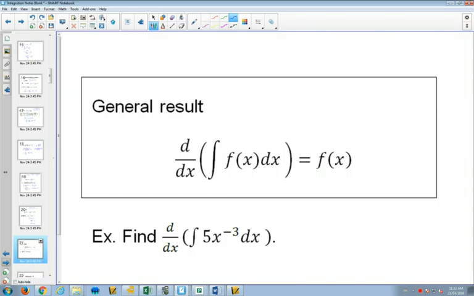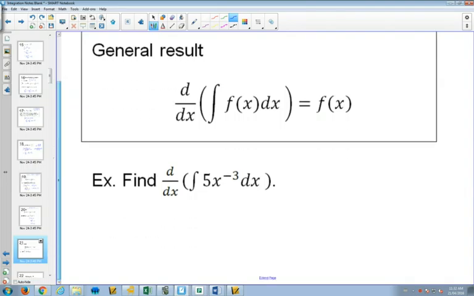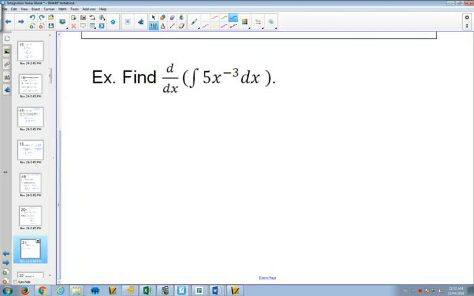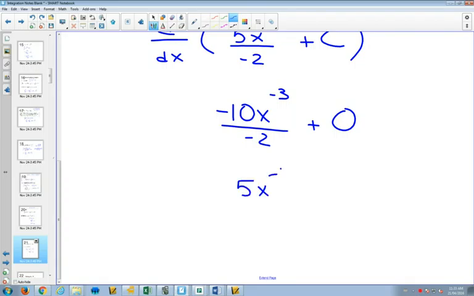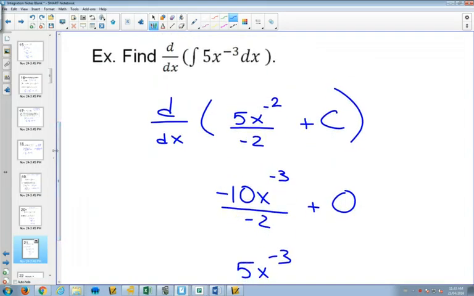Again, we're doing integral first and then taking the derivative. Those two things are going to cancel each other out. If I showed all my work, this is what would happen. So here's this example. It says do the integral first, so inside I'm going to add 1 to the exponent, that'll be a negative 2, divide by that, negative 2, and then I'd have to do plus c. Then if I took the derivative, well, the derivative of this means the negative 2 would come out in front, subtract 1 from the exponent, and then the derivative of c is 0. And if you simplify this, you get 5x to the negative 3, which was exactly what we had inside to begin with.